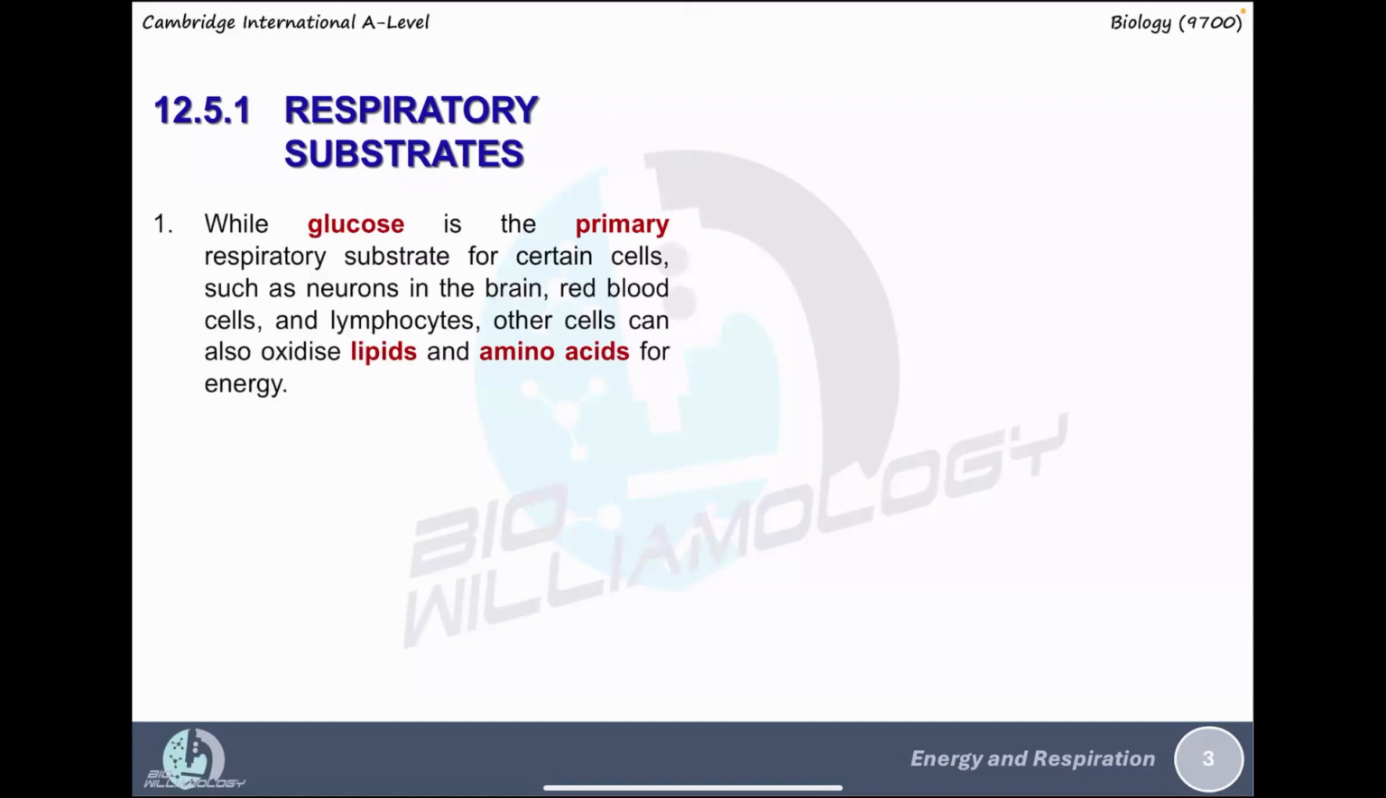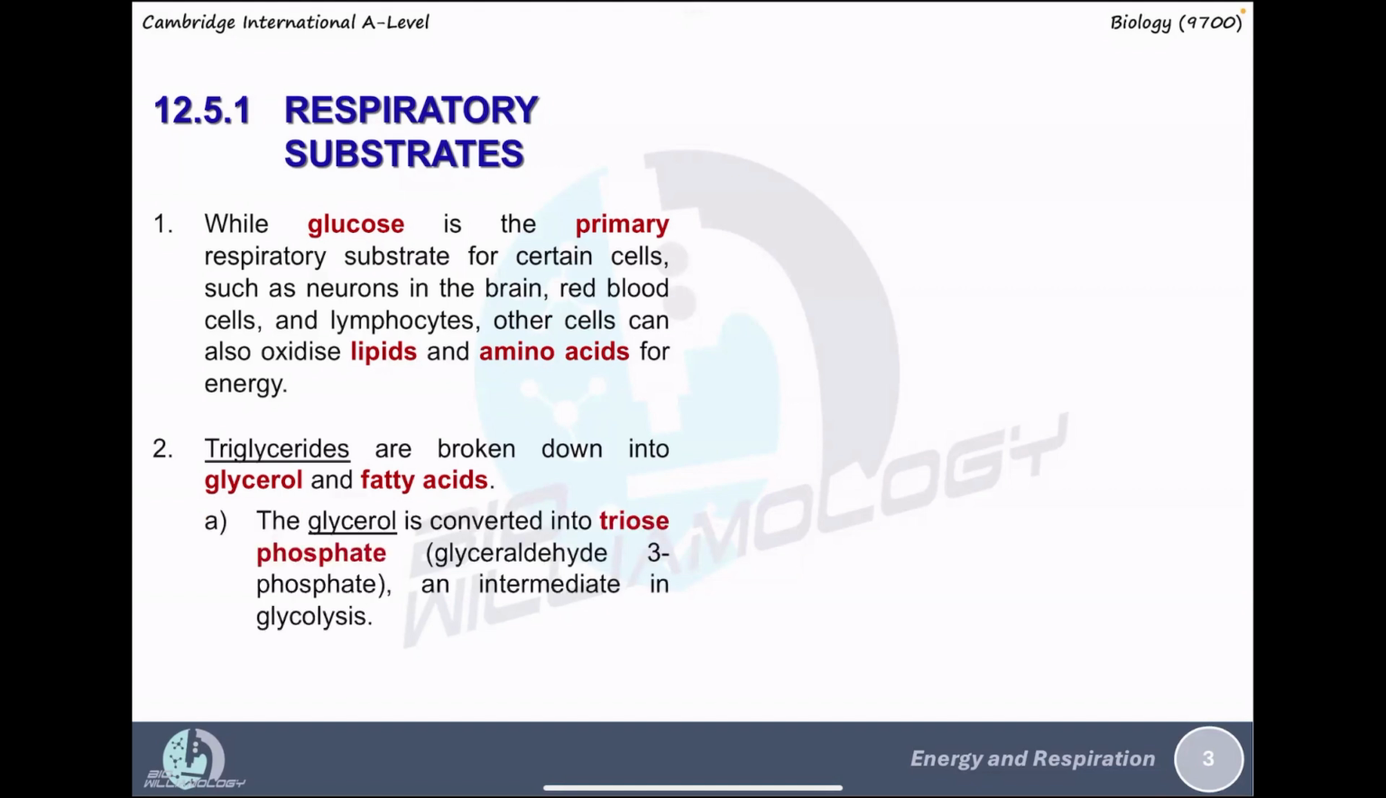While glucose is the primary respiratory substrate for certain cells, such as neurons in the brain, red blood cells, as well as lymphocytes, other cells can also oxidize lipids as well as amino acids for energy. Triglycerides, for example, are broken down into glycerol and fatty acids. The glycerol is converted into a triose phosphate, which is an intermediate in glycolysis. And glycerol, as we know, is a 3-carbon compound.